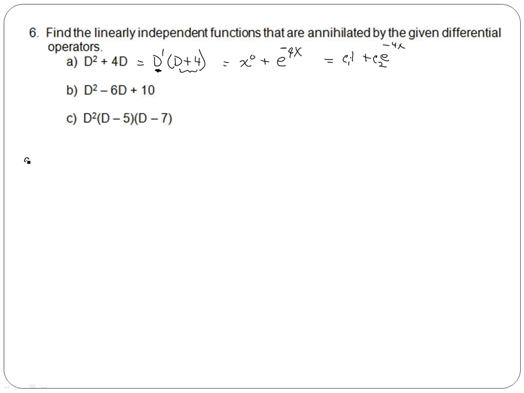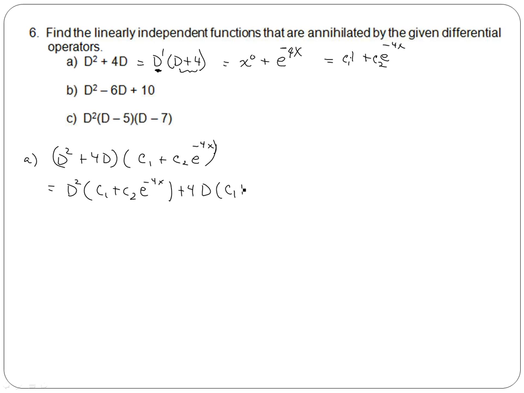And notice that on a, if I apply this, d squared plus 4d to my c1 plus c2 e to the negative 4x, then that's the same as the second derivative of c1 plus c2 e to the negative 4x plus 4 times the derivative of c1 plus c2 e to the negative 4x. Here I need to take two derivatives, so applying one derivative will still keep me with 1, and applying one derivative gets rid of this constant. And on the second term it brings down that negative 4, so I get negative 4 c2 e to the negative 4x.